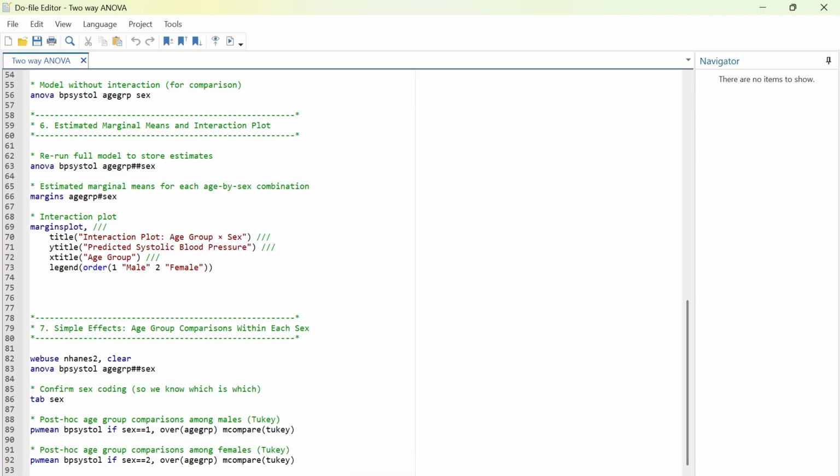In this tutorial, I'm going to talk about simple effects and post-hoc comparison tests, age group comparisons within each sex. So let me give you a real example.